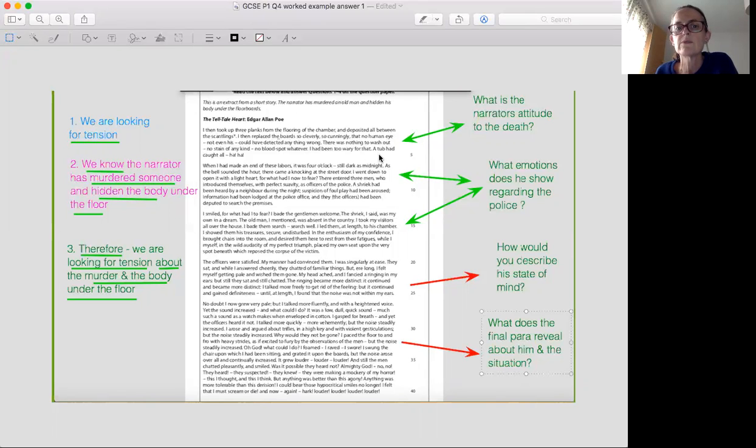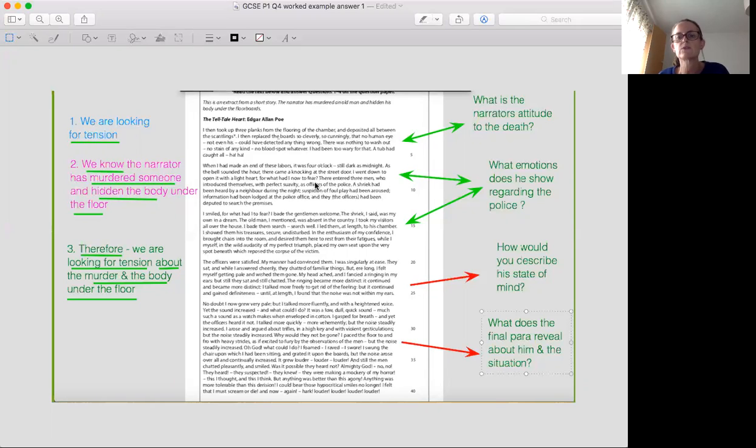And it also convinces us that this is a frightening situation to be in, because we observe him saying to us, well, I've been very clever and cunning, that I've been able to put a body under the floor and nothing's wrong. So we're convinced by his actions, by what the writer tells us. So let's have a look at how that attitude is then developed throughout the rest of the text.